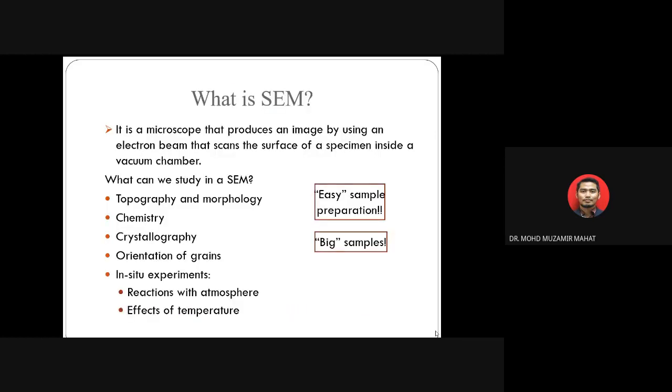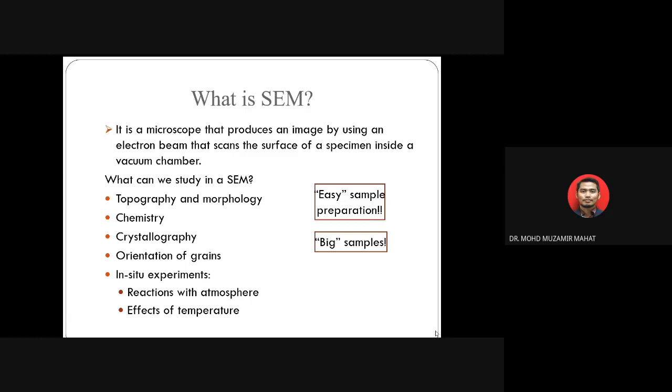What is SEM? Scanning electron microscope is a microscope that produces an image by using an electron beam that scans the surface of the specimen, just your sample, inside a vacuum chamber. Okay, there is no air and so on.